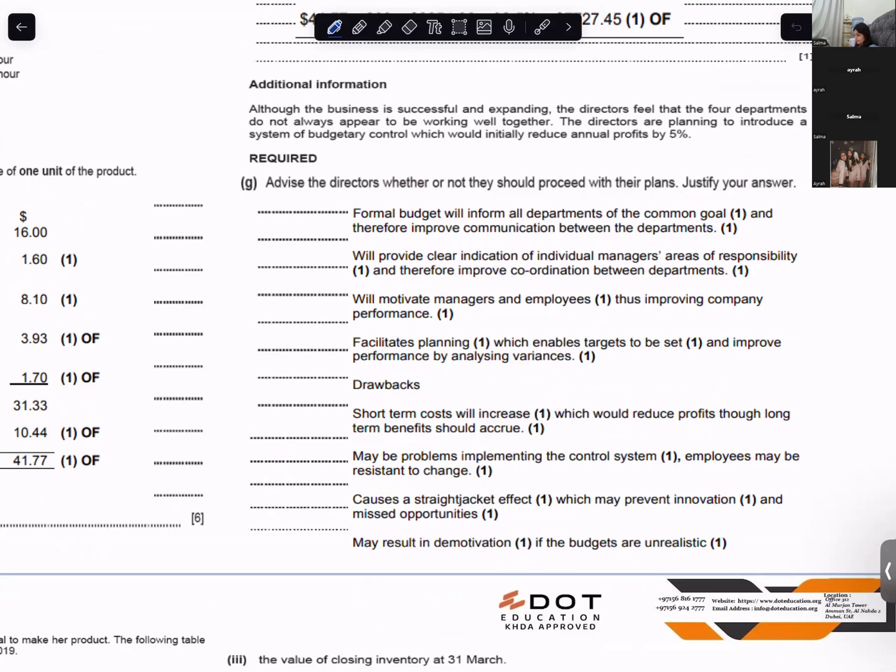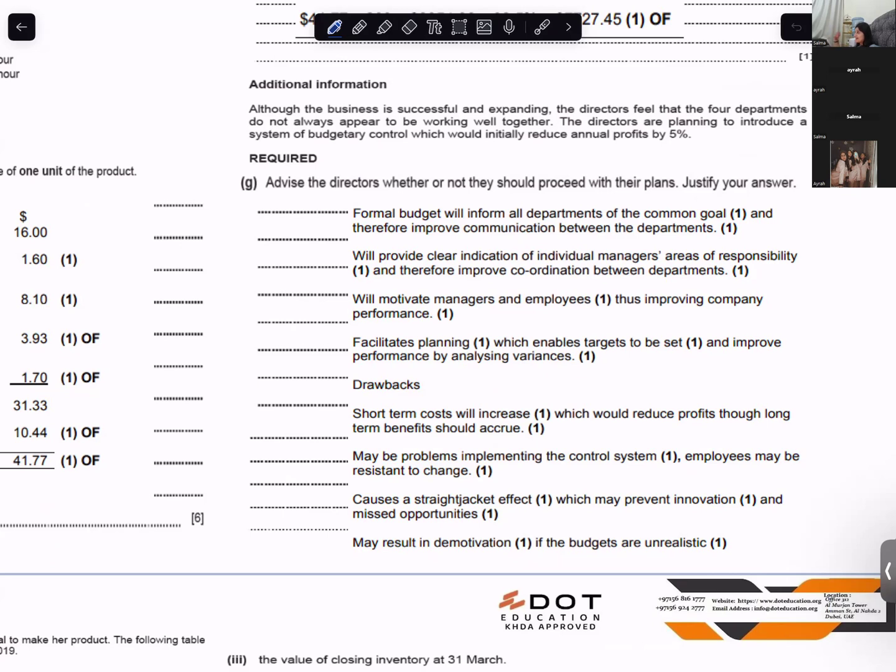The question says it will motivate managers and employees, but if the profit falls, then how will they be motivated? So basically, when you're having your formal budgets, that means you have your targets set, you have your deadlines, you know that you have to match this figure, you know that you have to finish this much production. This is the actual deadline set for you. So when you have a formal budget, it informs all the departments of the common goals that they have to achieve. It will give a clear indication to your managers about their responsibilities. It will improve coordination between the departments. So this is how it's going to motivate your managers and employees and improve performance.